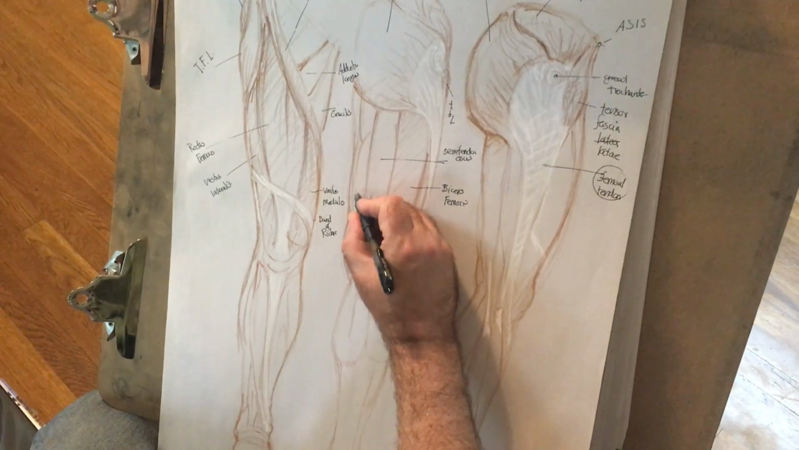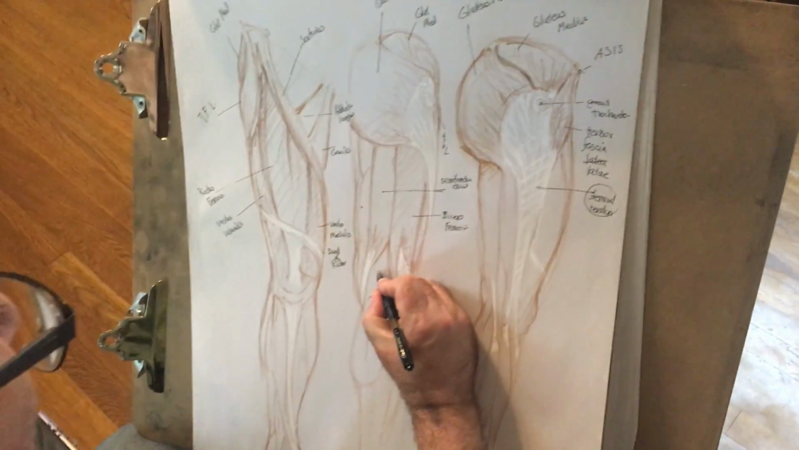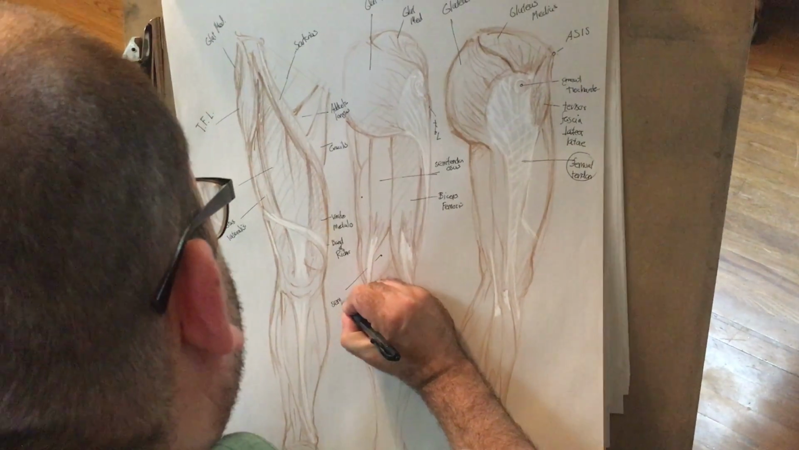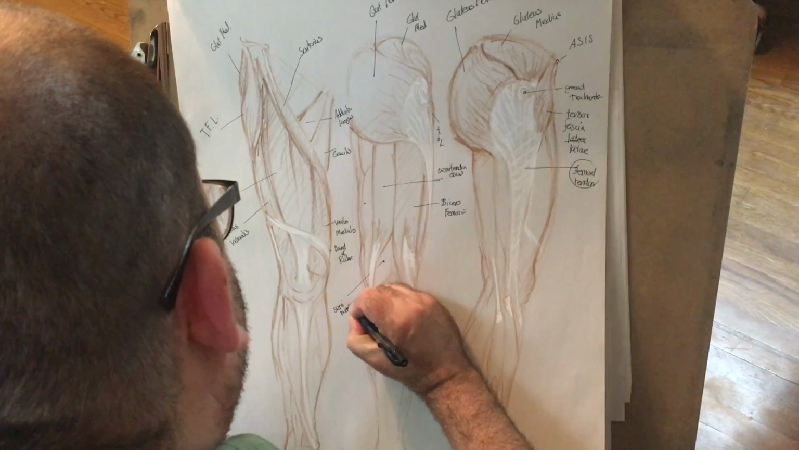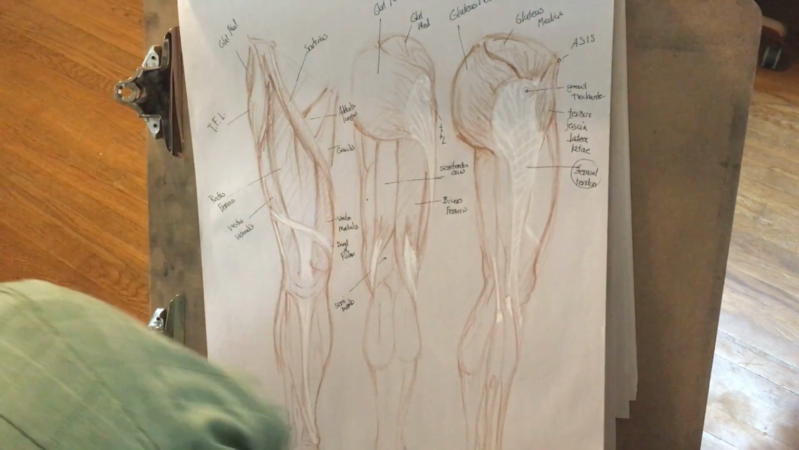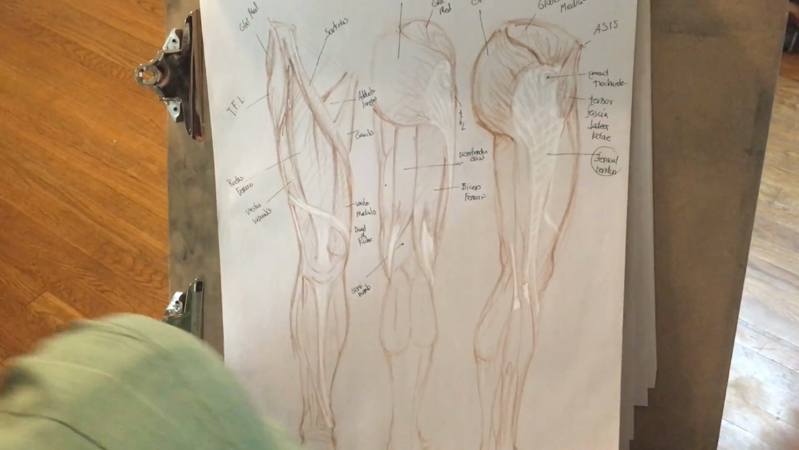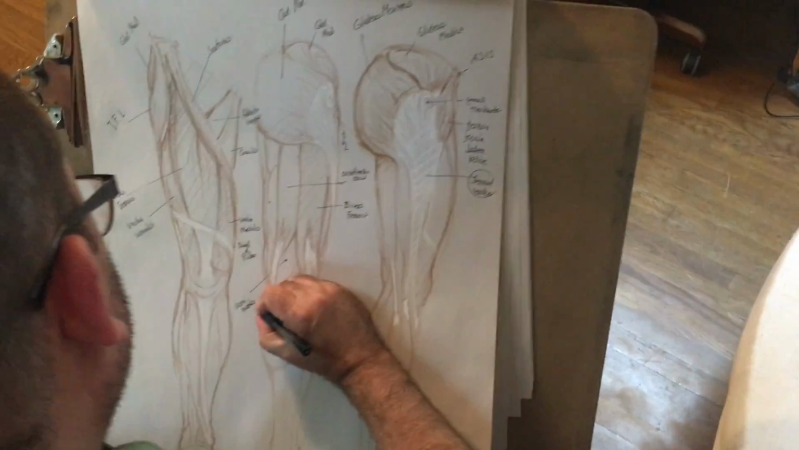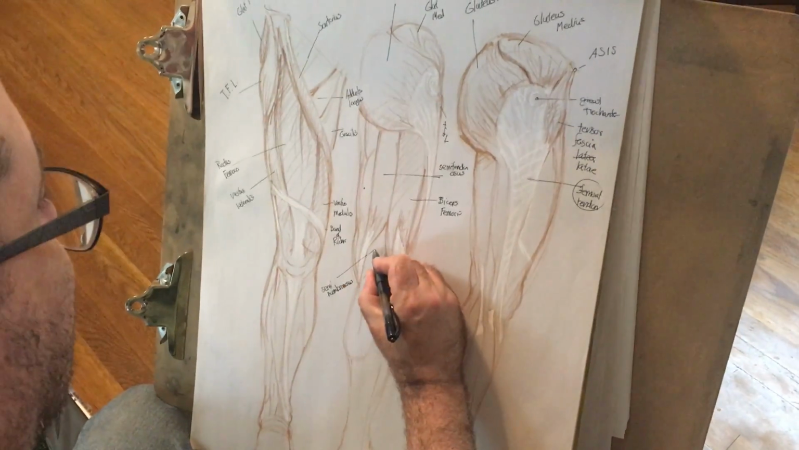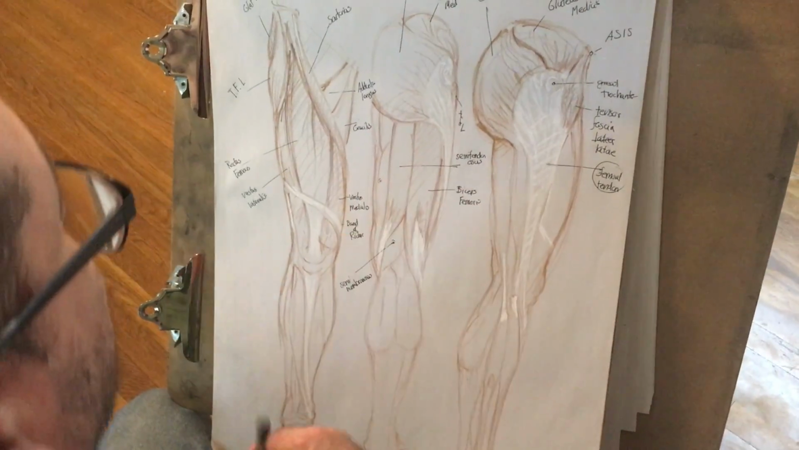And then this one right here, which is here and there, right? That is the semimembranosus. And let me look at my notes. Branosus. Okay. Right there. Okay, and which is also there.